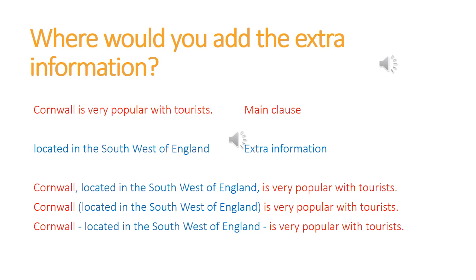So my afterthought is located in the southwest of England. I'm giving some extra information to where Cornwall is. So this needs to go after the subject I'm talking about, in this case Cornwall. Therefore, my new sentence is Cornwall, comma, located in the southwest of England, comma, is very popular with tourists.